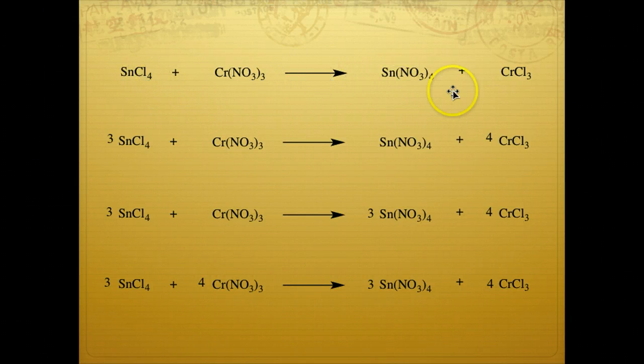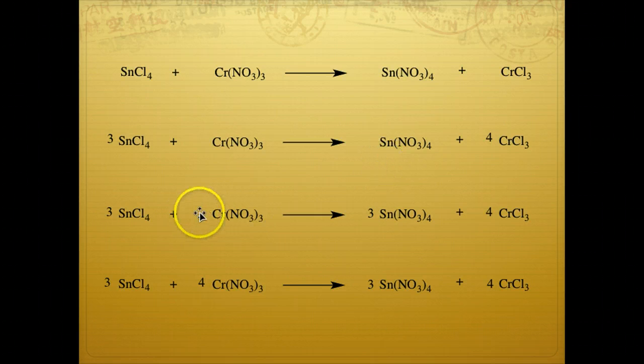There's 4 here, 3 here. So we have to go to a multiple of 12, which would be 4 and 3. So let's put a 3. 3 times 4 is 12 chlorides there. 4 times 3 is 12 chlorides here. Okay, notice now we've got to rebalance the chromium. Okay, so we've got 4 here, 1 here.